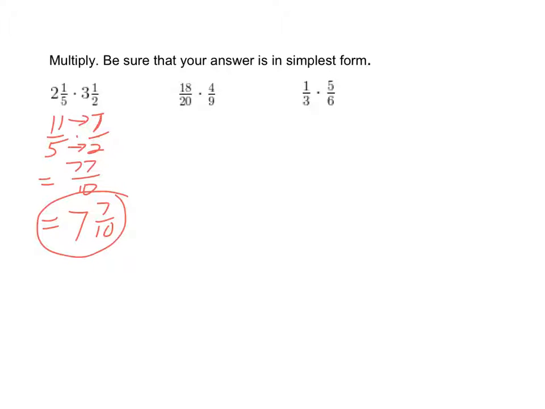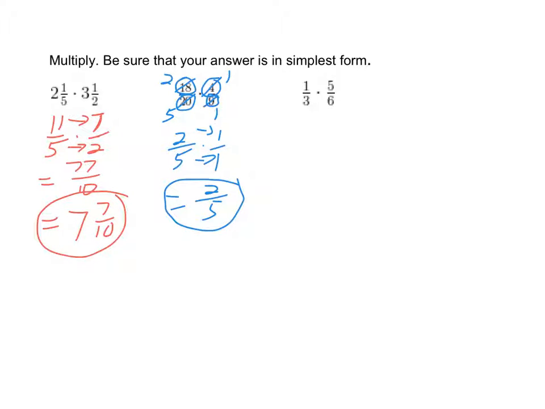The next one, you'll notice again that we can simplify. We've got a 9 on the bottom and an 18 on the top. That'll be a 2 and a 1 because I can pull a 9 out of both. Also notice the 4 and the 20. I can take a 4 out of both of those and I'm left with 1 and 5. So really I'm multiplying 2/5 and 1 over 1. Multiply straight across. 2 times 1 is 2. 5 times 1 is 5. My final answer is 2/5.